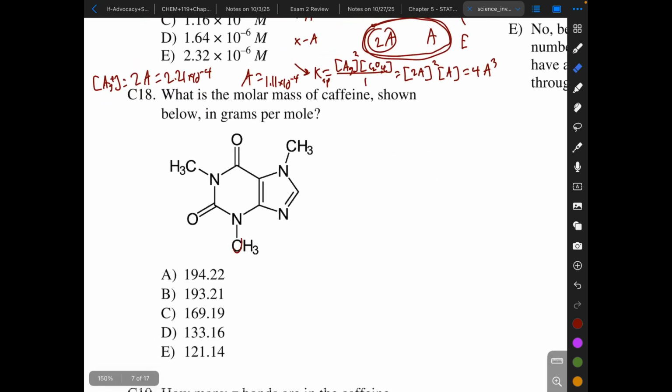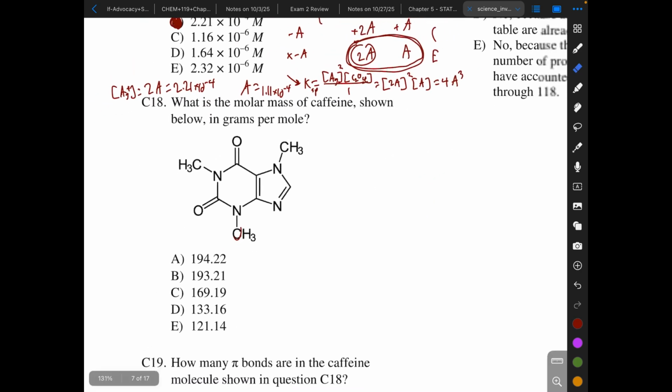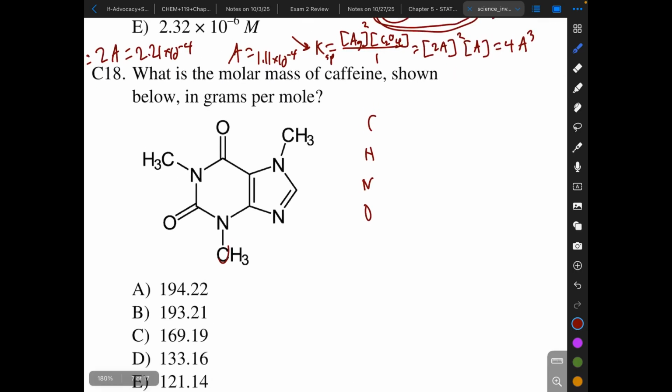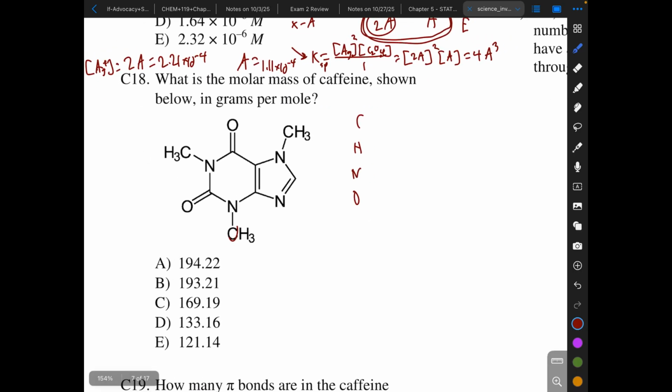For number 18, we're asked to find the molar mass of caffeine. So again, all we need to do for molar mass is find the total number of each element and the molar mass of each element. In caffeine, there are only 4 elements: carbon, hydrogen, nitrogen, and oxygen, as shown in the figure. The hardest part about this problem is knowing where the hidden carbons and hydrogens are, because in ring structures, like any of the organic molecules you'll see, the carbons and hydrogens will sometimes be hidden to make them easier and simpler to draw.